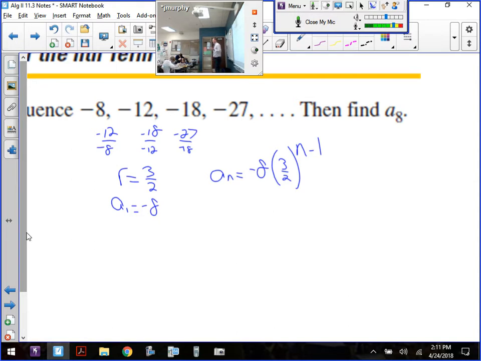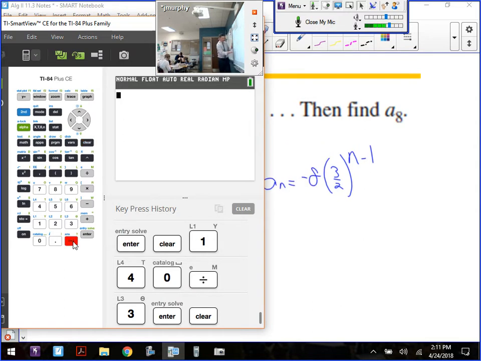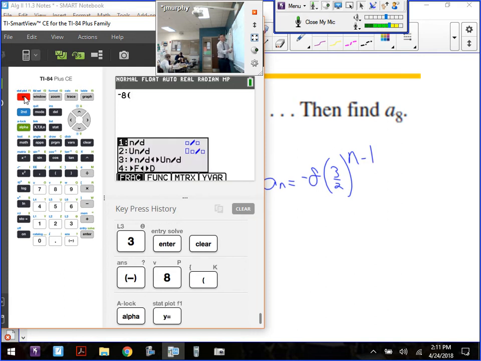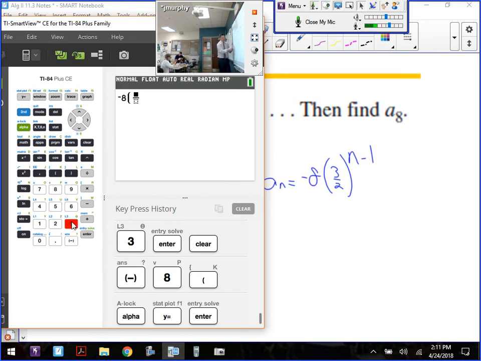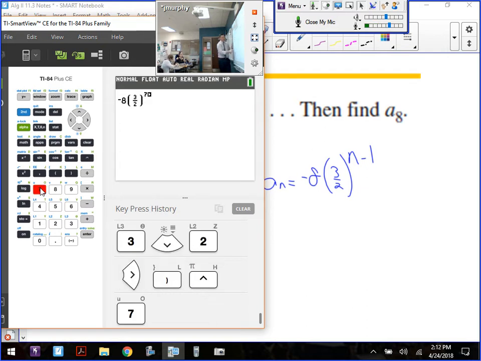Which means you just have to know how to press buttons in the calculator. Did you guys remember how to get a fraction bar on your calculator? Y equals, good. It's a super common one. So I would type in -8 parentheses, alpha Y equals, 3/2 to the 7th. -2187/16. Huzzah.